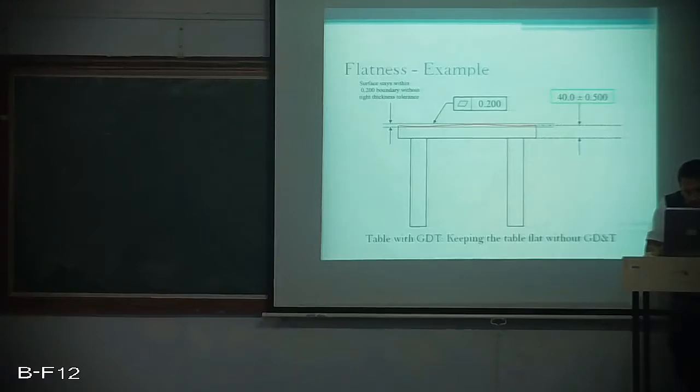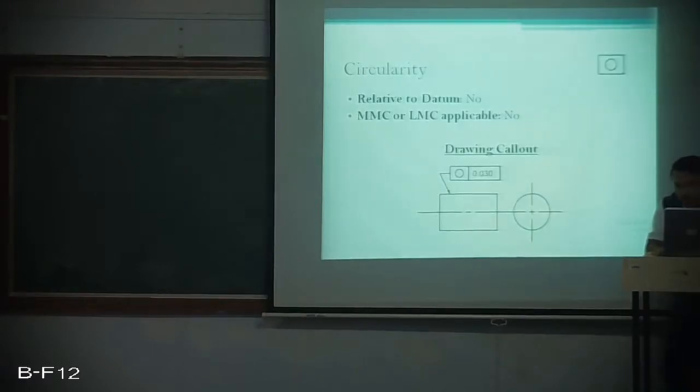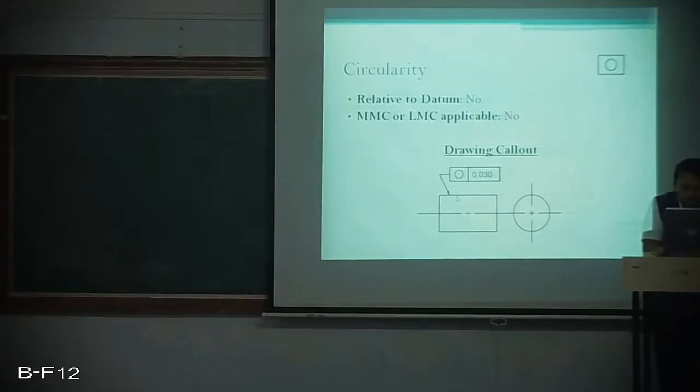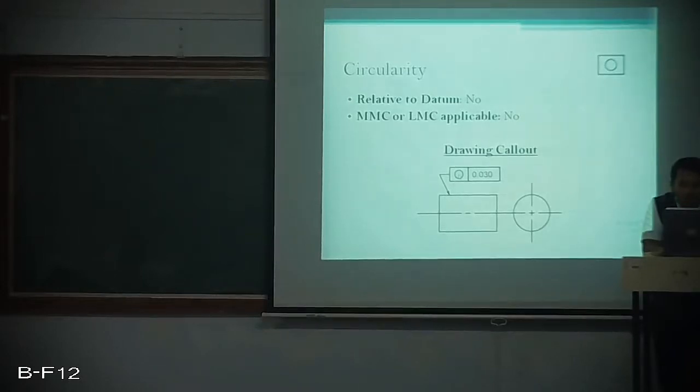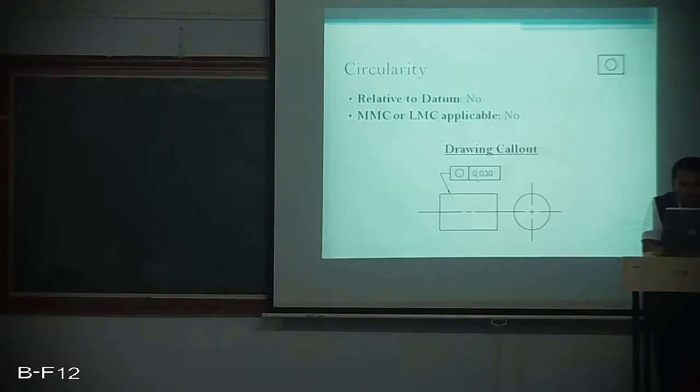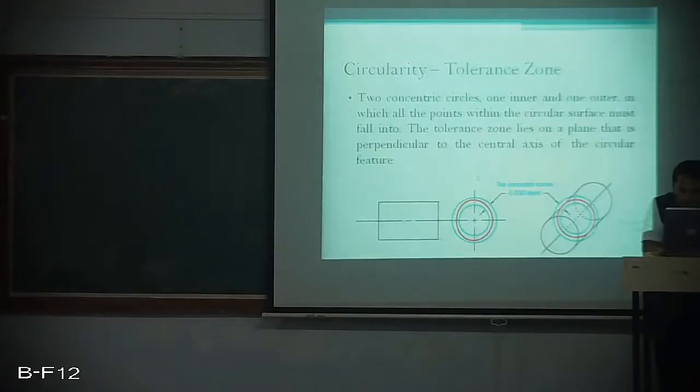So similar, this example also we have discussed, and coming back to the circularity, again this is a circular part, and if I want to control the circle of this part, this is indicated by an arrow line and accompanied by the symbol, what we use here, it is a circle, and the tolerance zone that is specified is 0.030 here. And similarly here, the circularity tolerance zone is specified by two concentric circles. The circularity is specified between two concentric circles.